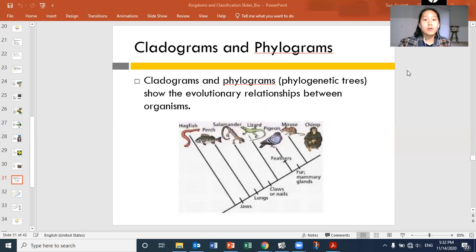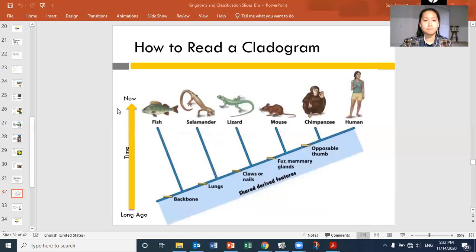Okay, so cladograms and phylograms show the evolutionary relationship between organisms, and I'm going to show you or kind of demonstrate at least how to read it. So how do you read a cladogram? So the way this works is that at the bottom or the furthest back references the longest time ago in this tree. And so as you're going from the bottom to the front, time is moving from long ago until now. So the species shown in the tree are generally going to be species that exist now. And just even looking at them or having known what they are, you already know that they're different.